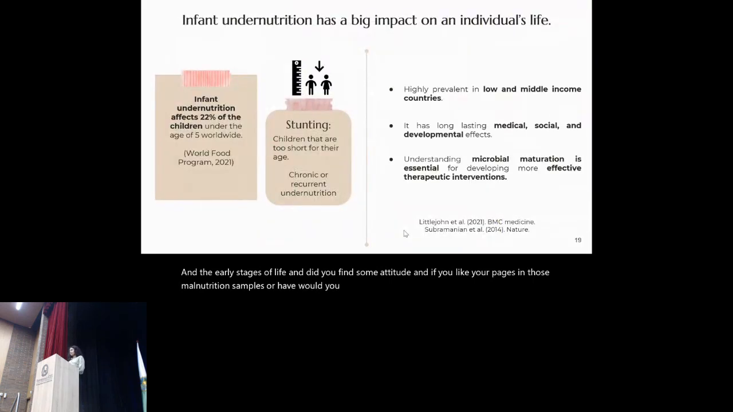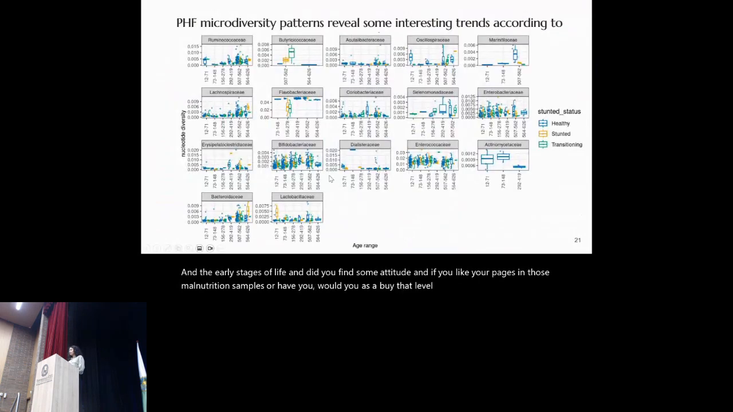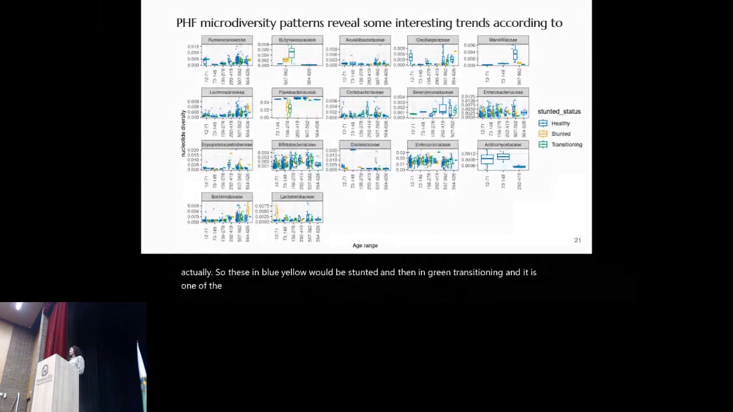Did you find some bifidobacterial phages in those malnutrition samples, or could you classify those to that level? Yeah, we do see some of these bifidobacteria phages here. Sorry that it is not super big, but we do see it in the three statuses actually. So healthy is in blue, yellow would be stunted, and then in green transitioning, and it is one of the families that have the most data. So yeah, it is very prevalent.